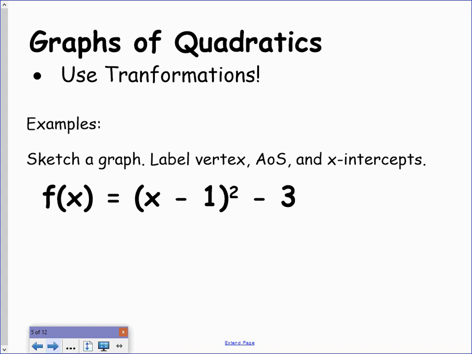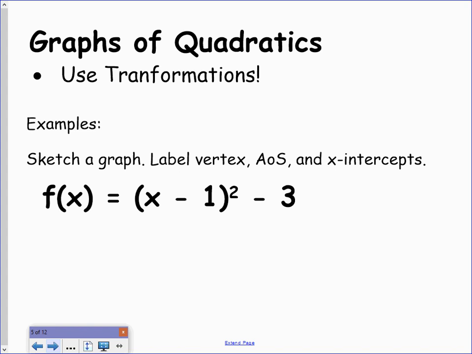One thing you can do to graph quadratics, obviously, is to use transformations. On your test that you took yesterday, you already graphed the quadratic form, so you know some stuff. The thing that you want to focus on in chapter 2 is that we're going to pay attention to a few more details of the quadratic.